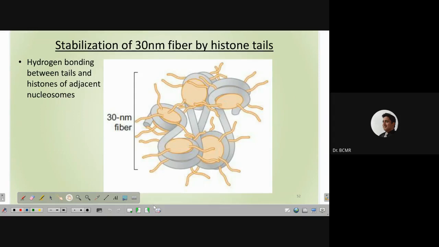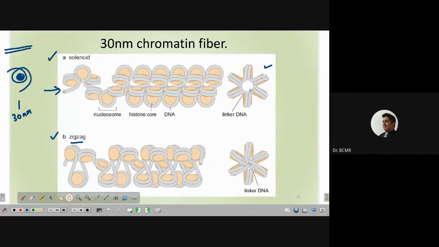So what stabilizes the 30 nanometer fiber? It is by the histone tails. Before we go, we will have a quick look. The 30 nanometers is measured from here till here. If you look, that is the diameter of the fiber, 30 nanometers. Therefore, you call it a 30 nanometer fiber.